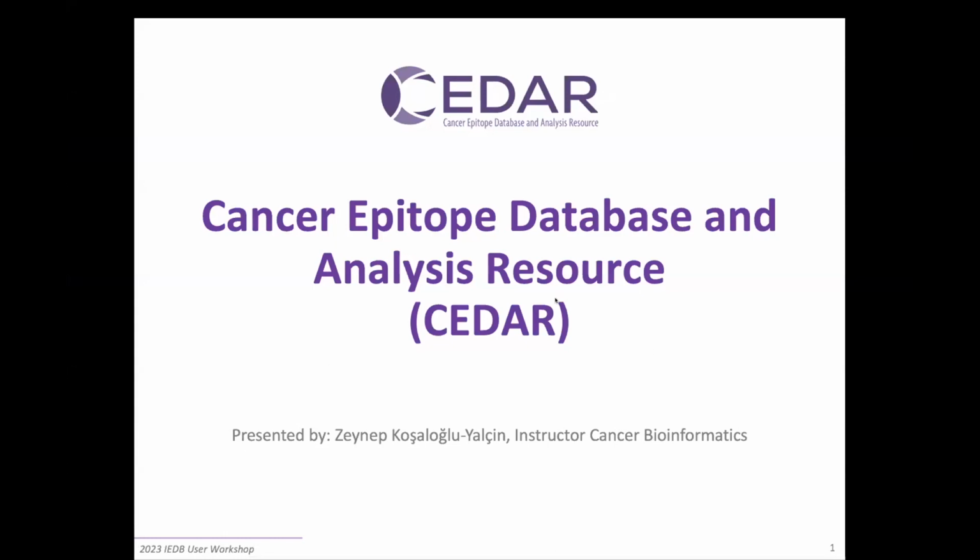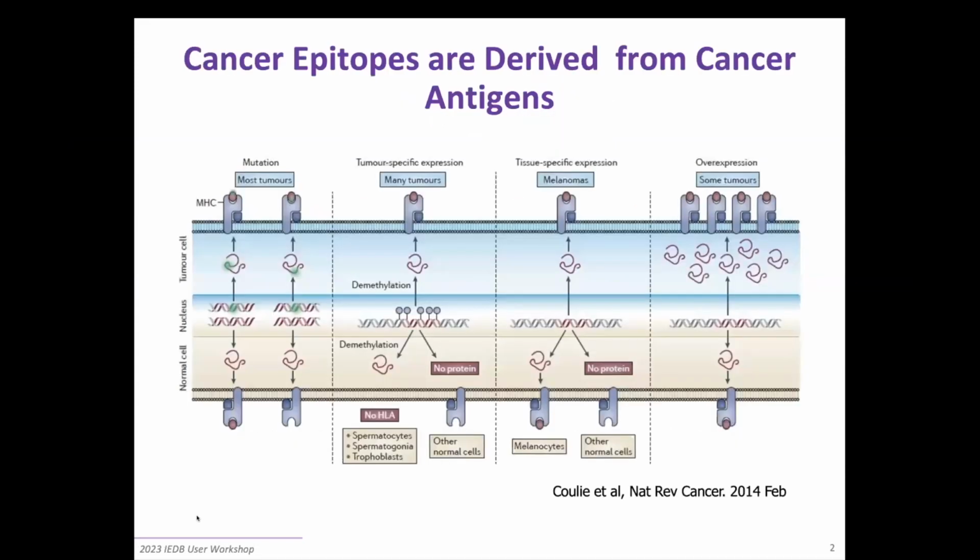I will present the work we have been doing for the Cancer Epitope Database and Analysis Resource over almost the past 3 years now. Let me start with a brief overview of the different types of cancer antigens. So starting here on the right side, we have the overexpressed antigens. These are antigens that are expressed in both the healthy cells down here and the cancer cells, which are illustrated up here.